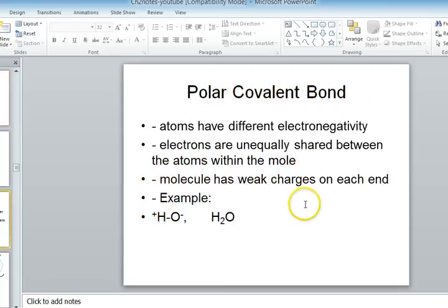Okay, let's look at polar covalent bonds. In a polar covalent bond, the atoms have different electronegativities. They have different pulls for electrons. So the electrons are unequally shared between the atoms within the molecule, and this molecule has weak charge on each end. So for example, if we have an oxygen and a hydrogen, this oxygen has a much stronger pull for electrons, and the electrons are skewed down here towards the oxygen end, and that puts a slight negative charge on this end, slight positive charge on this end.